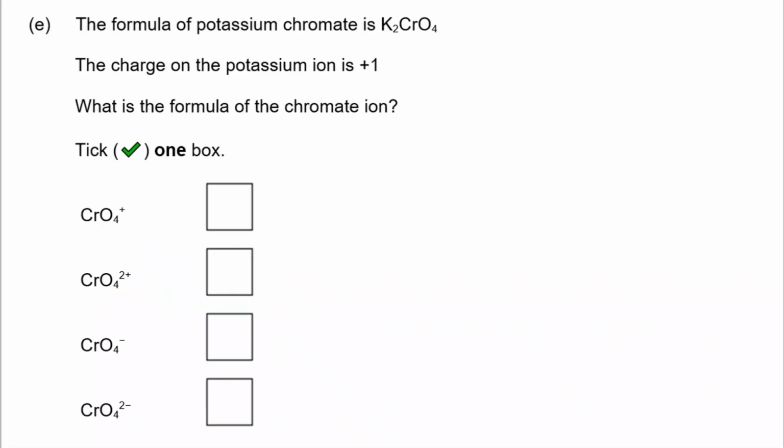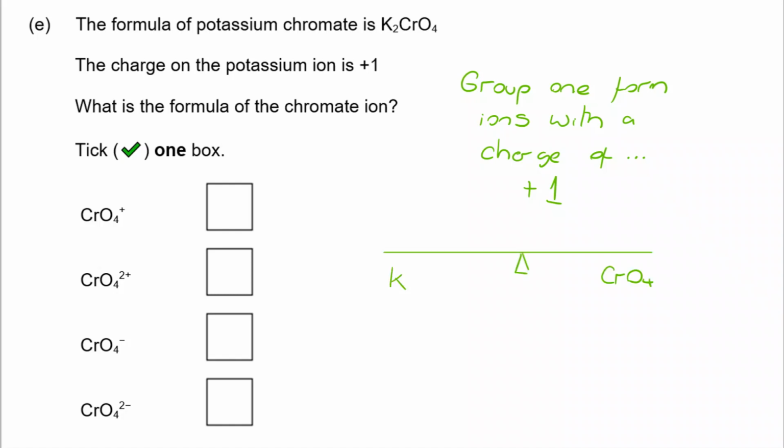The formula of potassium chromate is K2CrO4. This isn't something you'll be familiar with. You are told the charge on a potassium ion is +1. So what's the formula of the chromate ion? Now, you may not have been told that potassium is +1, but you would know it because group 1 ions are always +1. So I've put that information in, and then we can use a seesaw to actually balance them out because the overall charge on my compound is 0.